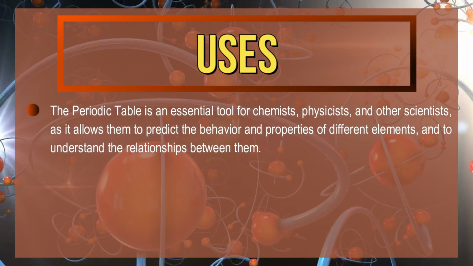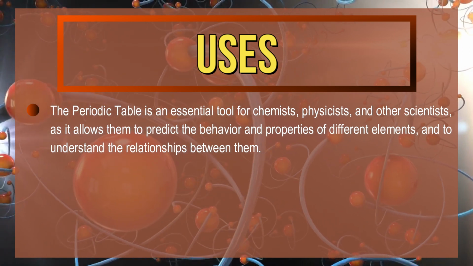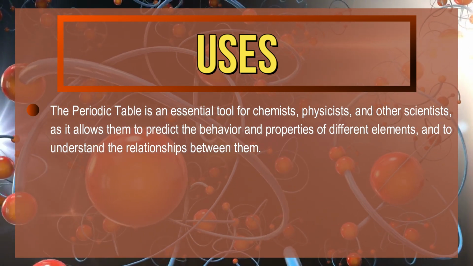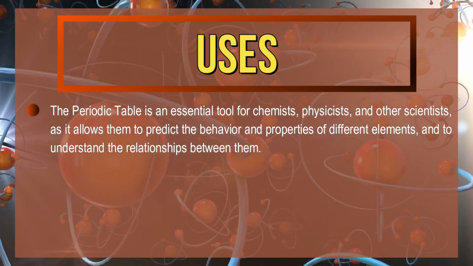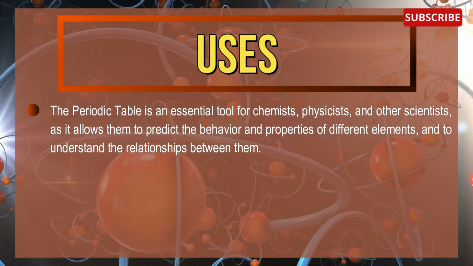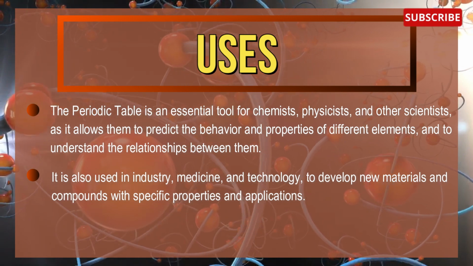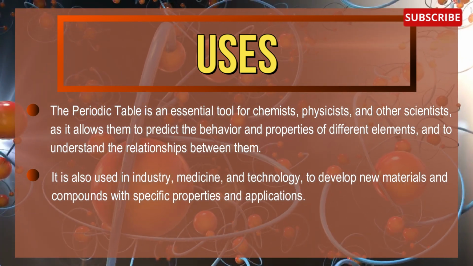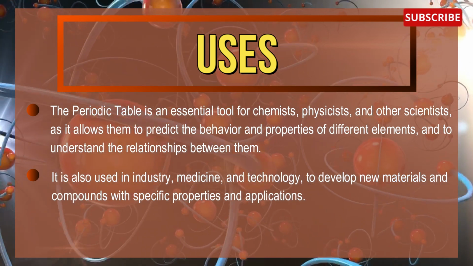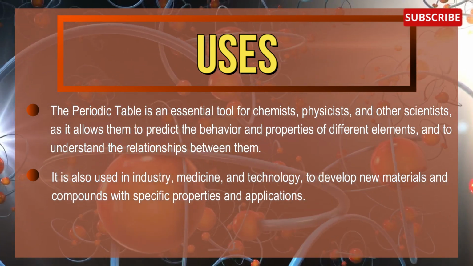The periodic table is an essential tool for chemists, physicists, and other scientists as it allows them to predict the behavior and properties of different elements and to understand the relationships between them. It is also used in industry, medicine, and technology to develop new materials and compounds with specific properties and applications.